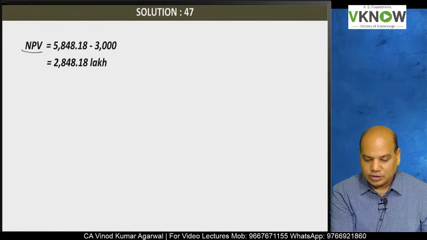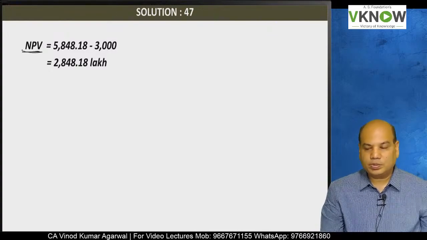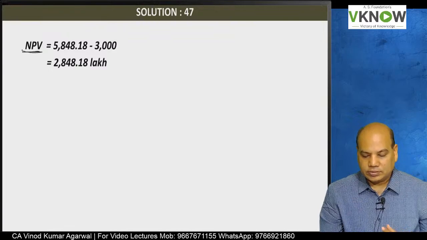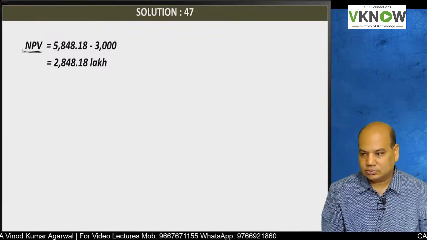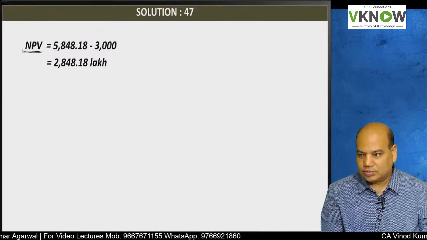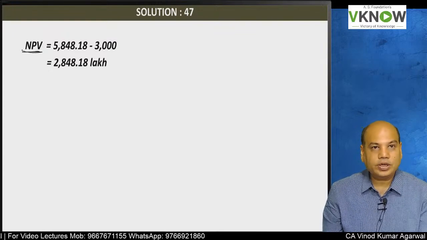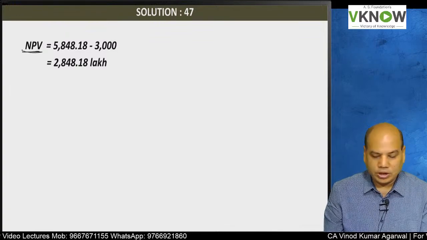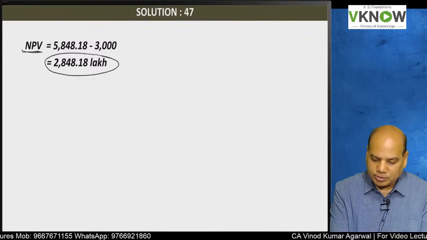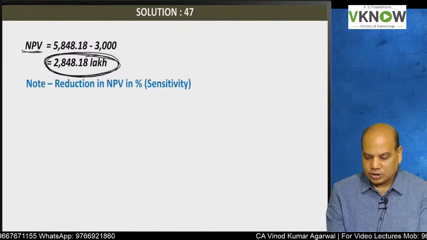Now write down NPV. NPV is equal to 5848.18 minus 3000, which is equal to 2848.18 lakhs. This is my NPV after the change in cost of the plant and machinery.